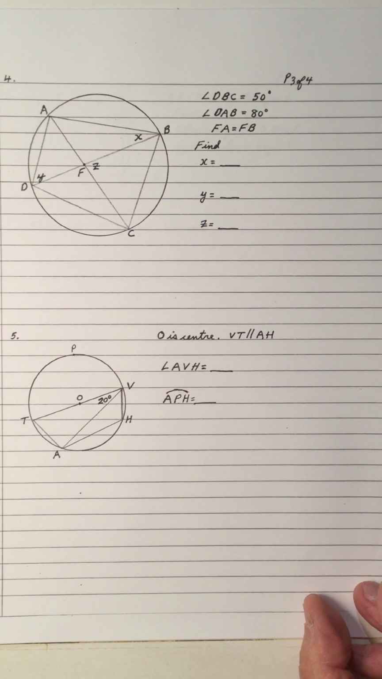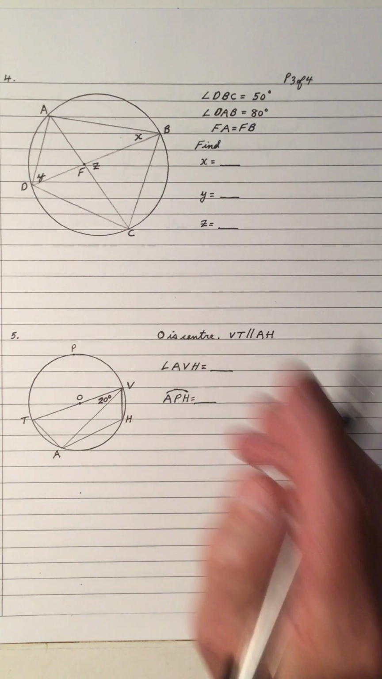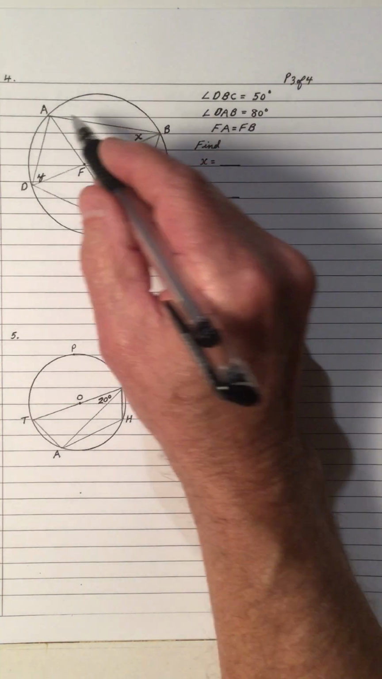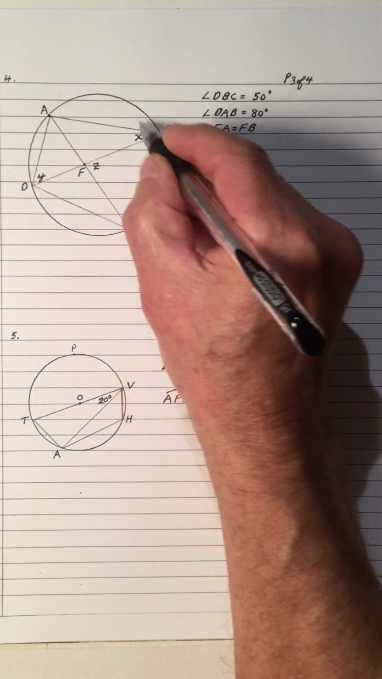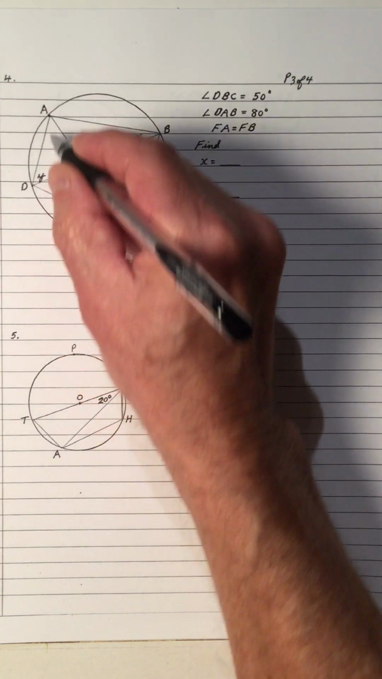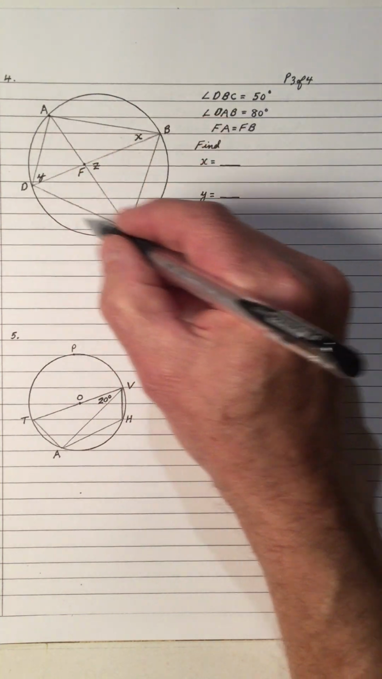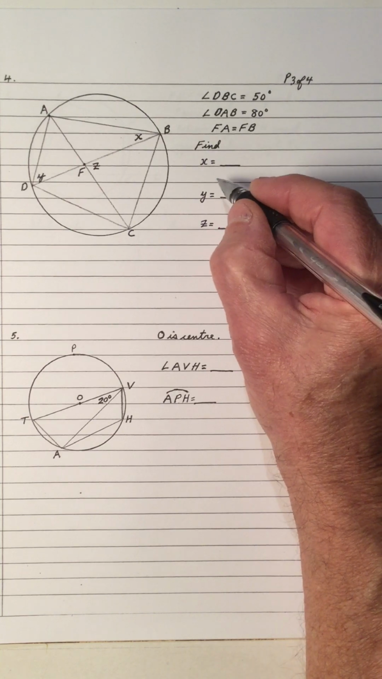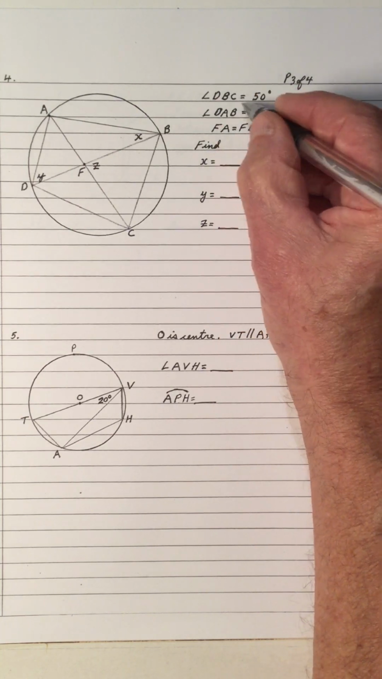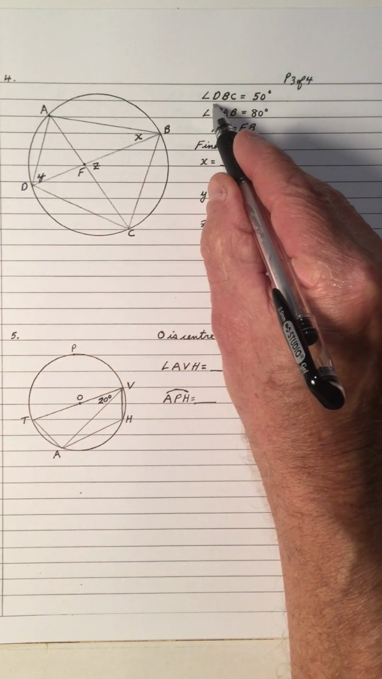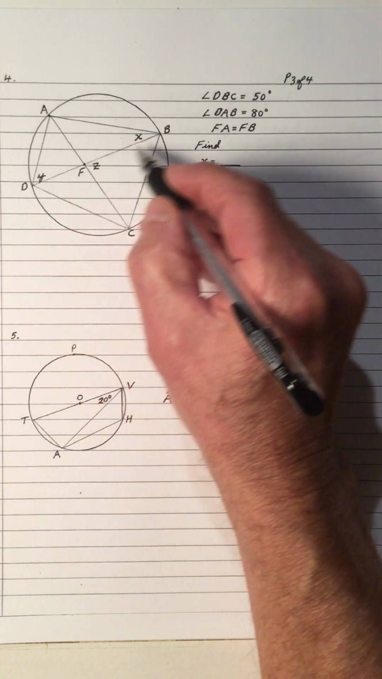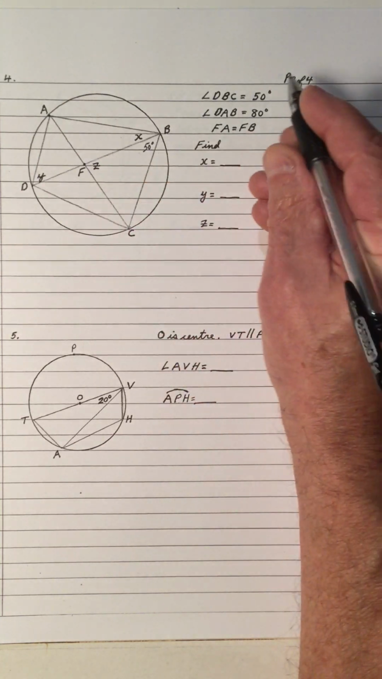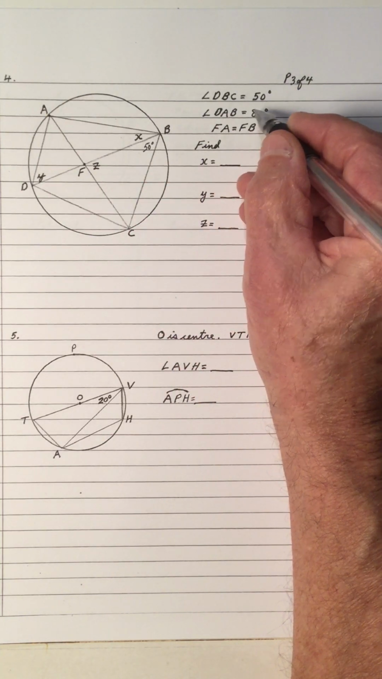Okay, let's do some more. Now we have a circle, and notice we have A, B, C, D as concyclic points. ABCD is a cyclic quadrilateral. And we want to find what X is, what Y is, and what Z is, given this information. So DBC is 50, so that's 50 degrees there. And DAB is 80.